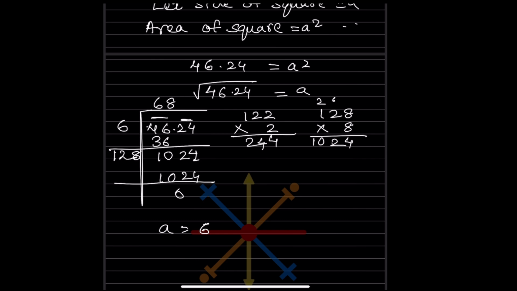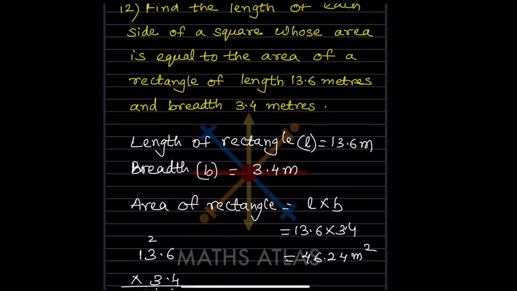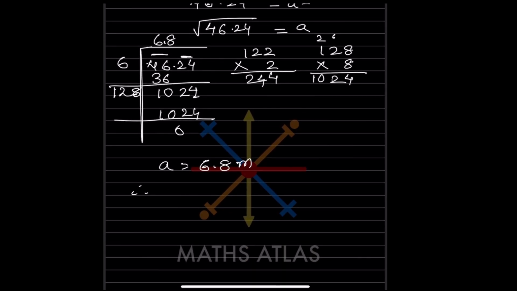That is 6, but because here there are two numbers, we are going to consider half of it, that is one number. So here that is going to be 6.8 and that is in meter. That is what they have asked: find the length of each side of a square. Therefore, the side of a square is 6.8 meter. So by this we have completed today's work.